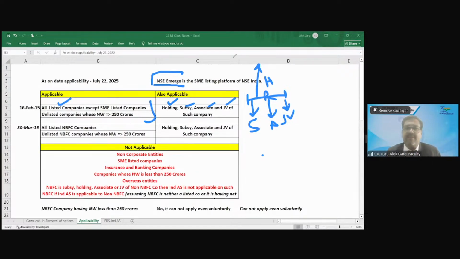Friends, tell me whether it will be applicable on bank, on Reliance Bank Limited. Answer is no. The notification says that the bank will do its regulatory reporting under accounting standard. So Reliance Bank Limited will file its financial statement under MCA, under RBI.